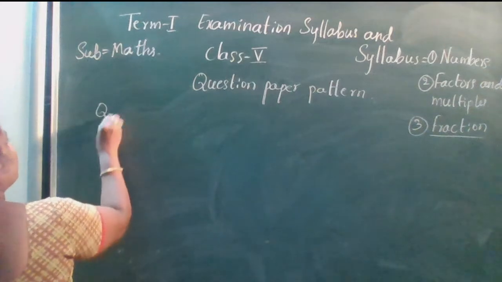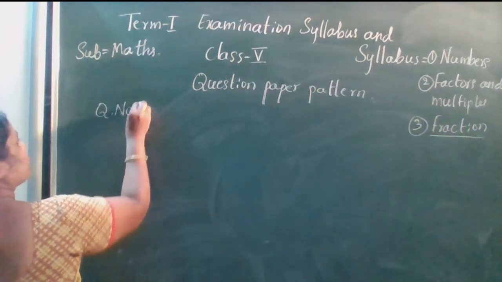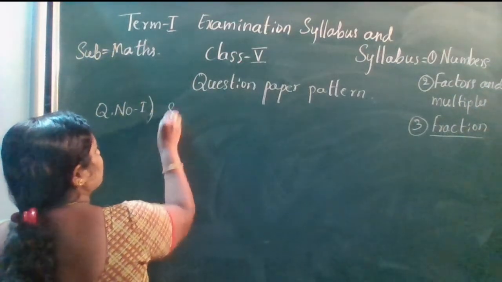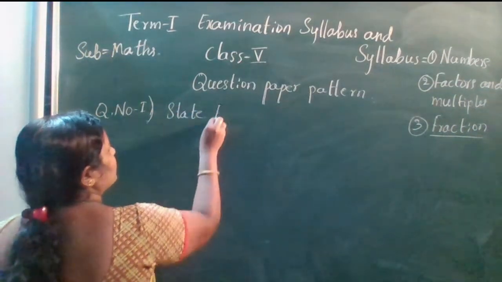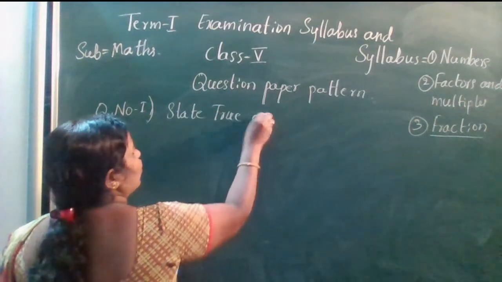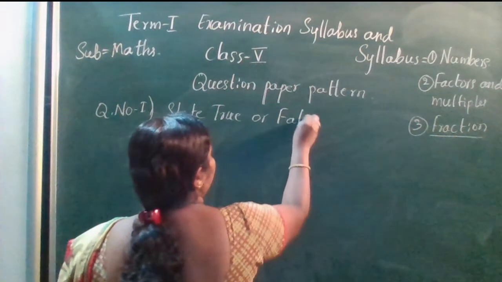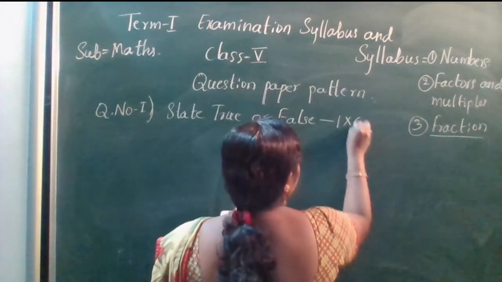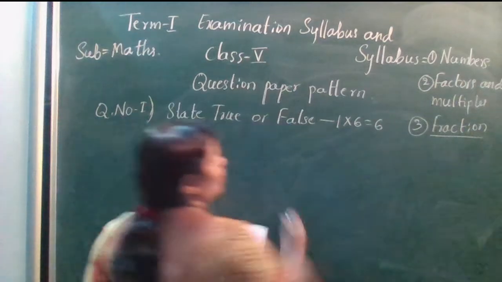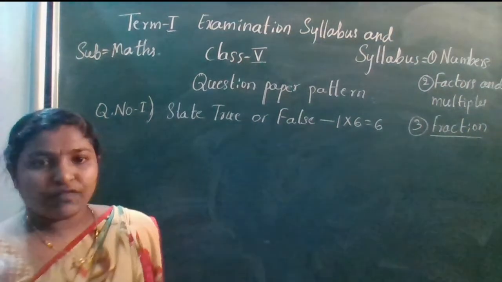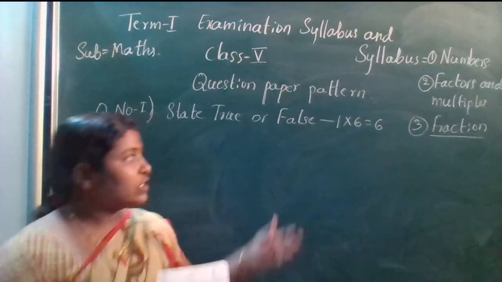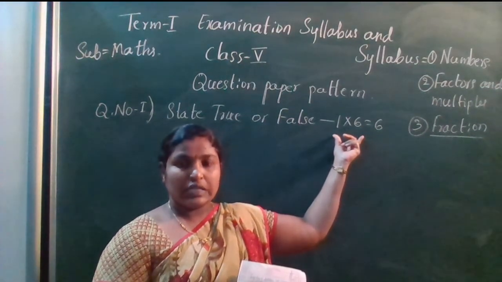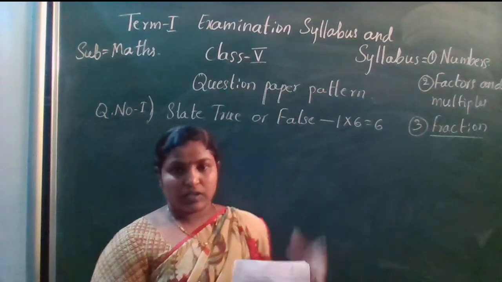Question number 1. State true or false. This carries 6 marks. There will be 6 true or false statements and you have to solve these, then you will get 6 marks in the true or false.